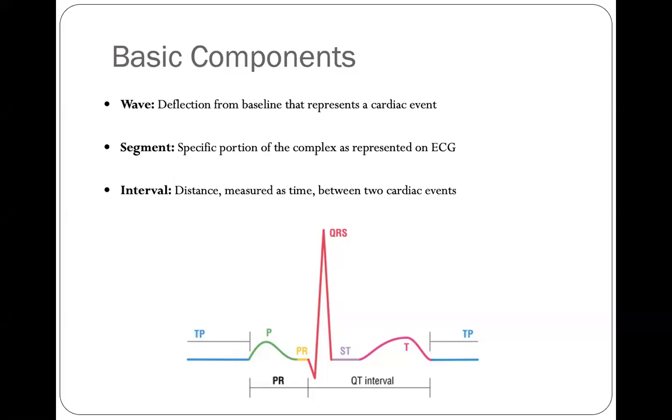And then we have some segments. The PR segment is from the beginning of the P wave to the end of the PR segment. The QT, that's the PR interval, and the QT interval is from the beginning of the QRS complex to the end of the T wave, and we have some other ones as well that I'll get to.